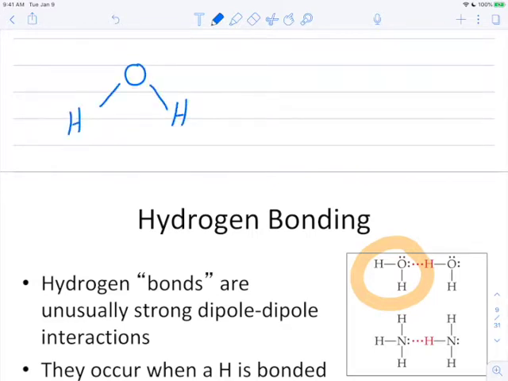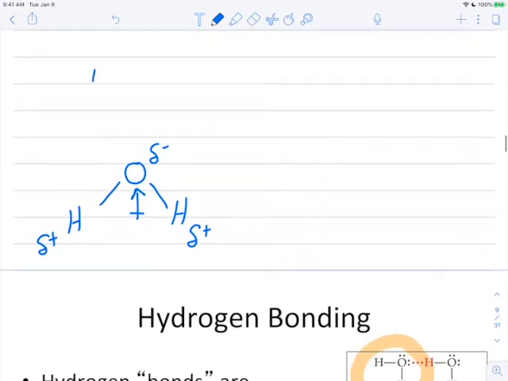So we know that oxygen is more electronegative than hydrogen. We know that our electrons are going to flow up towards that oxygen, and they're going to be going away from the hydrogens. So up here we're going to have partial negative, and down here we'll have partial positive. Now the reason we give hydrogen bonding a special name is that when we have a hydrogen directly bonded to a fluorine, a nitrogen, or an oxygen, there is something special that happens.